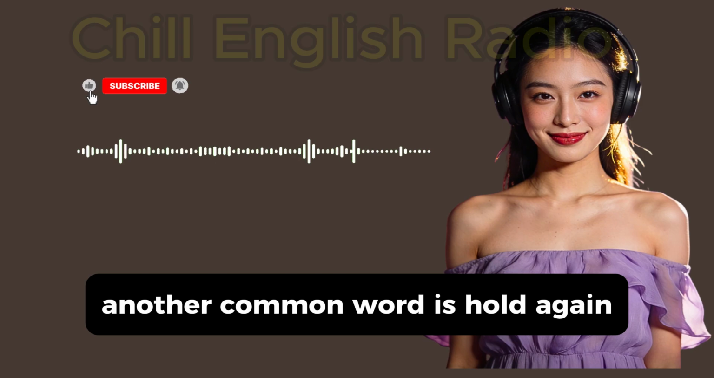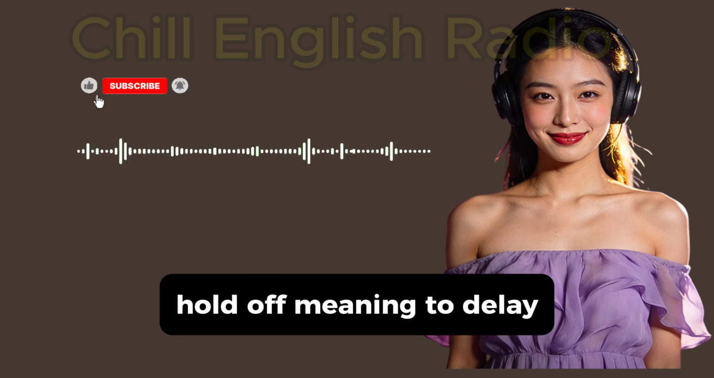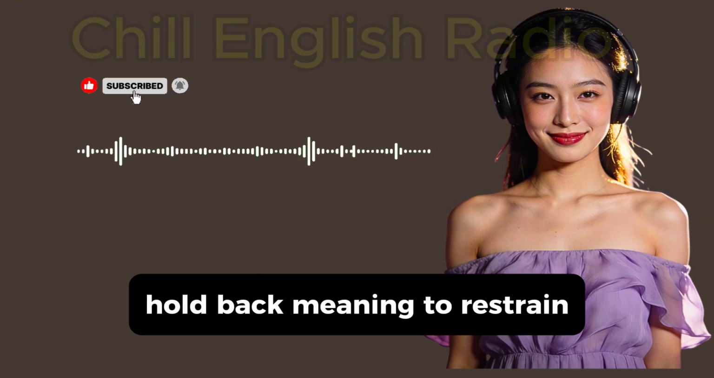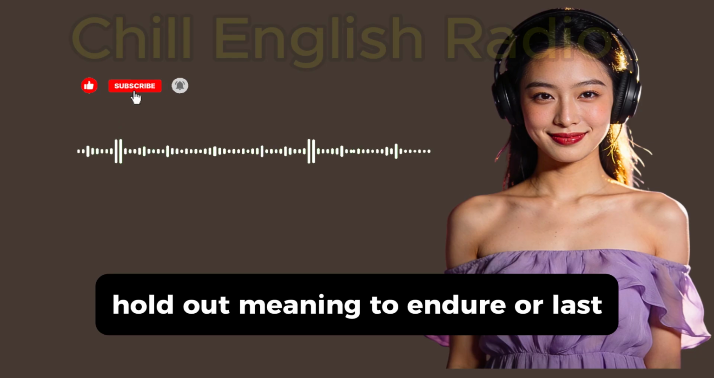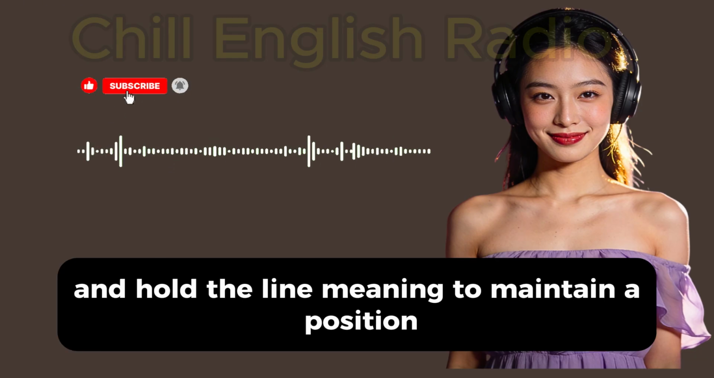Another common word is hold again. Hold off, meaning to delay. Hold back, meaning to restrain. Hold out, meaning to endure or last. And hold the line, meaning to maintain a position.